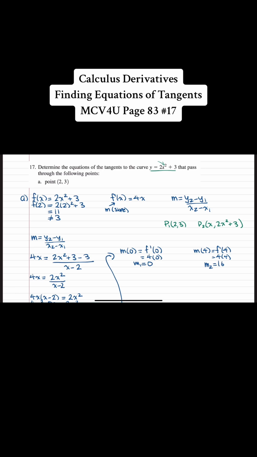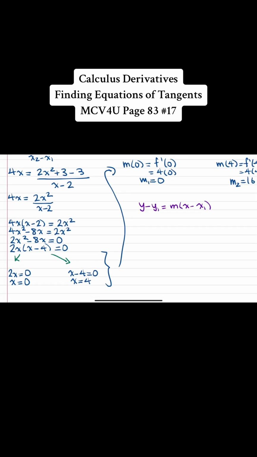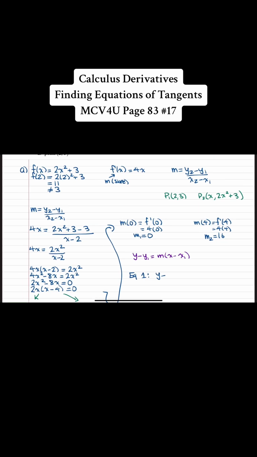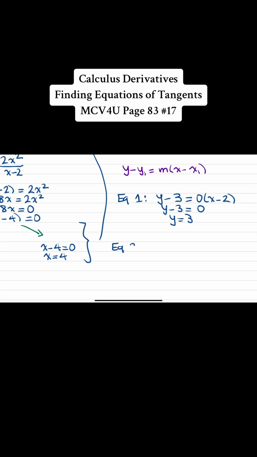Now, the question did not specify what type of equation it wants, so we can just put this in point-slope form. Point-slope form is in the form of y minus y1 is equal to m multiplied by x minus x1. For equation number 1, we know that our y value is given to us as 3. So we can say y minus 3 is equal to our slope, which is 0, multiplied by x minus x1. x1 is given to us as x equals 2. This will give us y minus 3 is equal to 0. And we can bring the 3 over to the other side and just say y equals 3. This is your first equation.